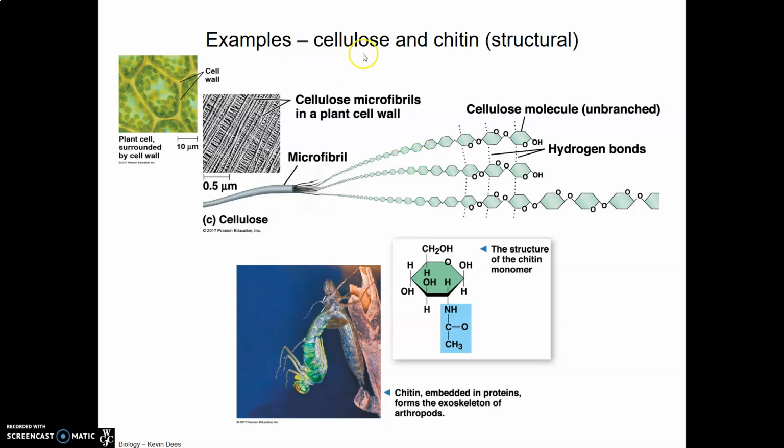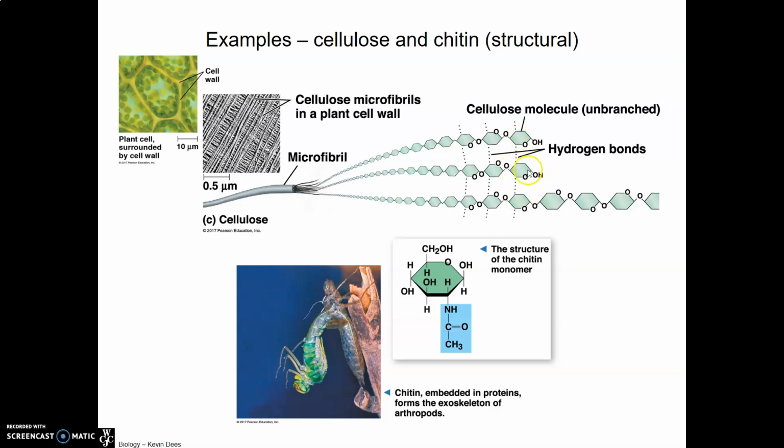An example of a structural set of polysaccharides would be cellulose that we see here in plant cells and chitin that we find in animal cells. So let's look at cellulose first. If we look at cellulose, we see that it's, again, long threads of these monosaccharides held together, forming these individual strands. But notice that in the form of cellulose, we see hydrogen bonding that occurs between these strands.